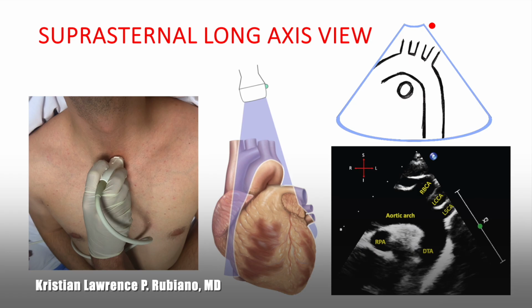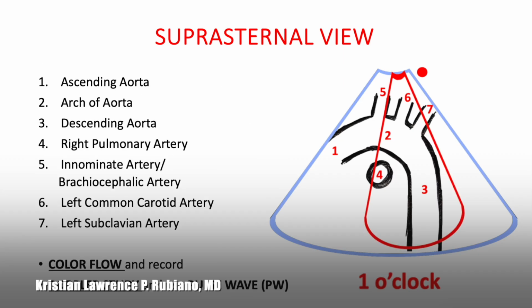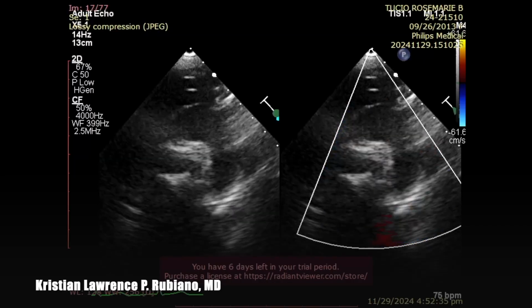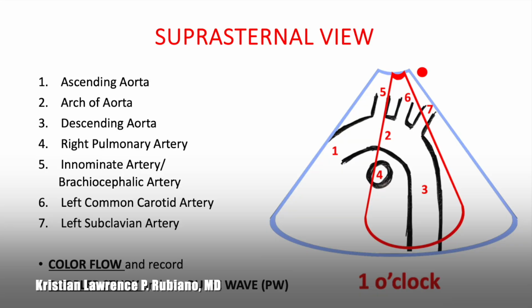However, some patients may have right-sided arch. In that case, we may place the probe at around 11 o'clock position. Make sure to see the image of a candy cane with 3 major arch branches, namely the brachiocephalic trunk or the innominate artery. Next is the left common carotid artery, and the third is a left subclavian artery.